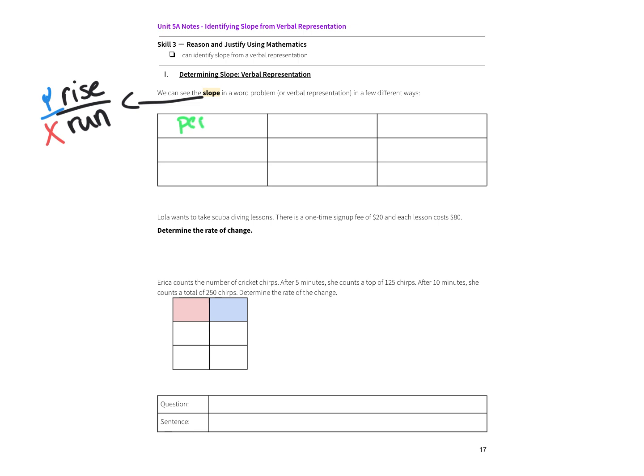So we have per, every, each, rate of change, and constant rate, and that is all we'll put in for right now.